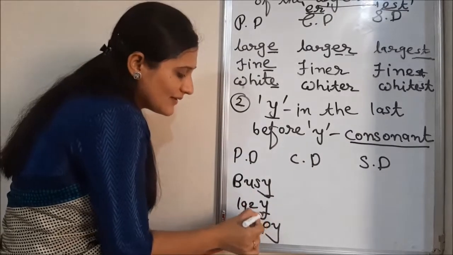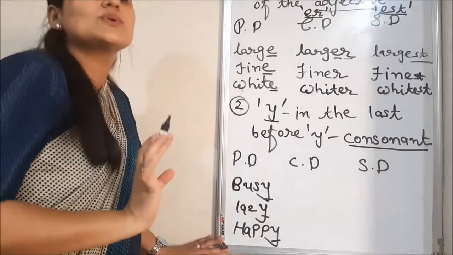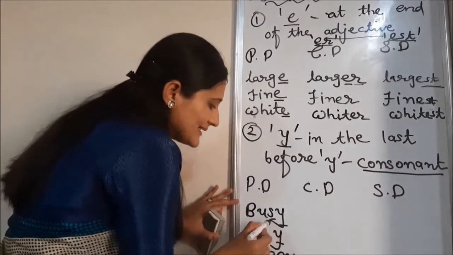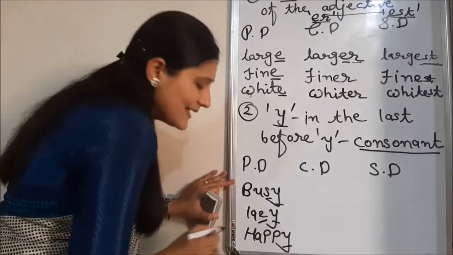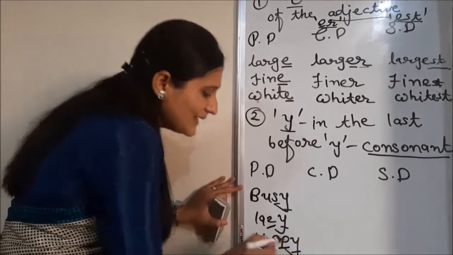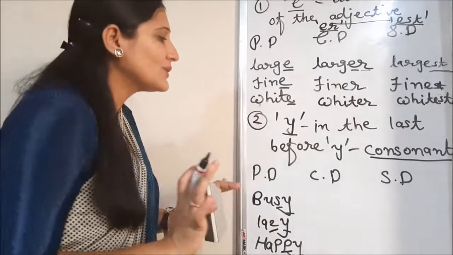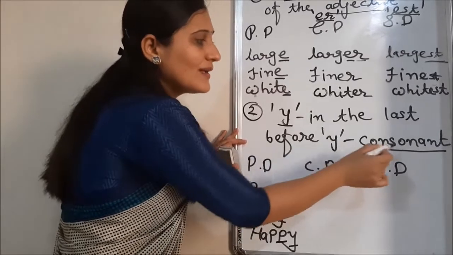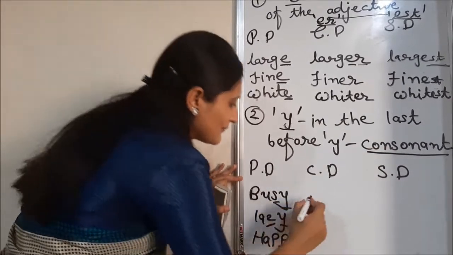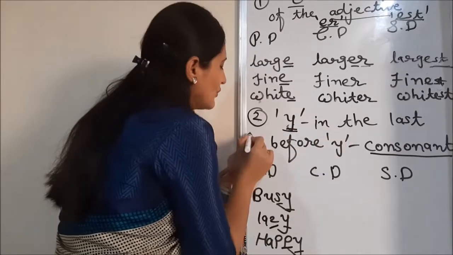Y is given last, and before Y you can see a consonant is given. See, S is a consonant, S is not a vowel, Z is not a vowel, and P is not a vowel. All three are consonants. What is our rule? Y in the last, consonant before Y. So see, then what to do? We will turn Y into I.